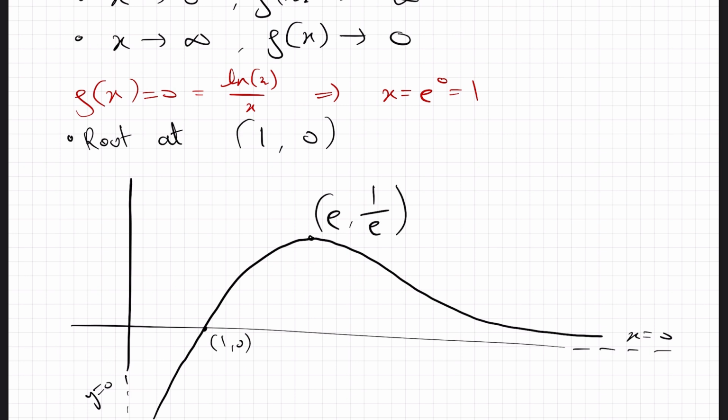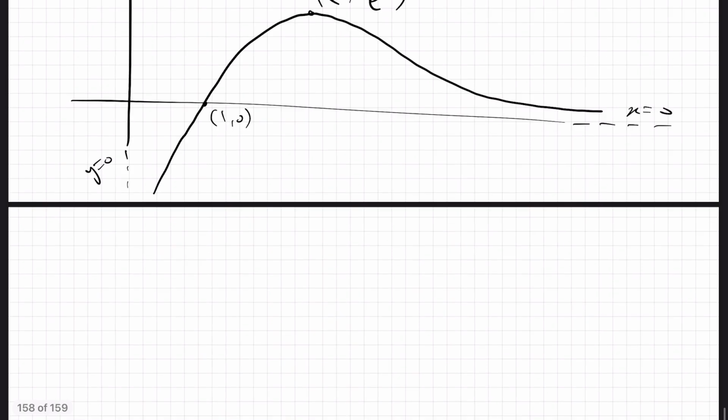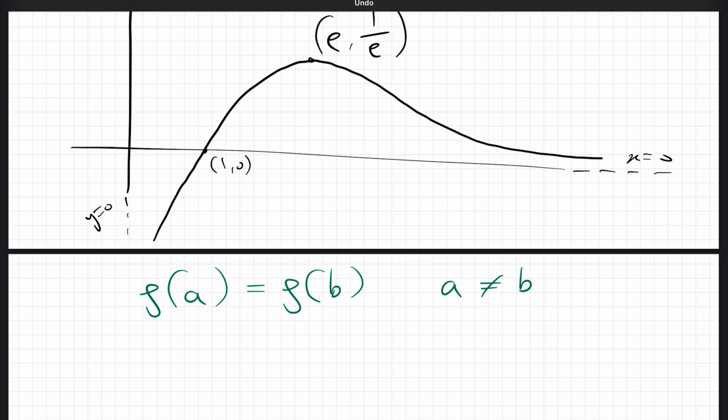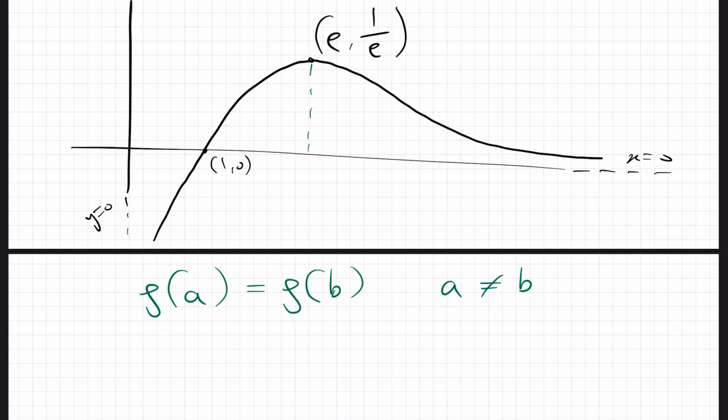And yeah, that's about it. So this is what our curve looks like. And let's remind ourselves of the original goal. We're trying to find a value f of a, which is the same as f of b, and a is not equal to b. So you can see that this curve actually comes down in itself, and we're only interested in this region here.